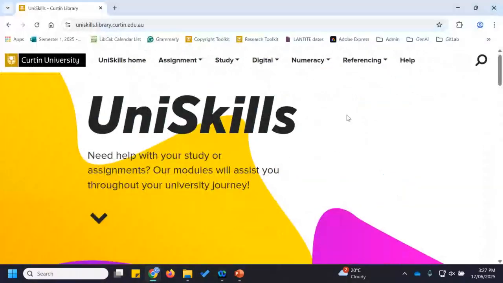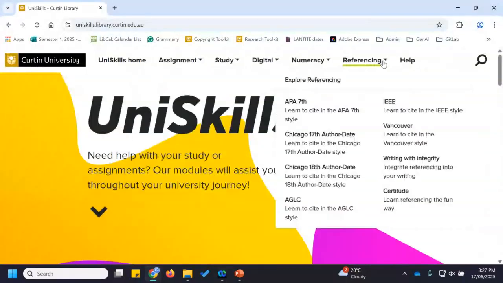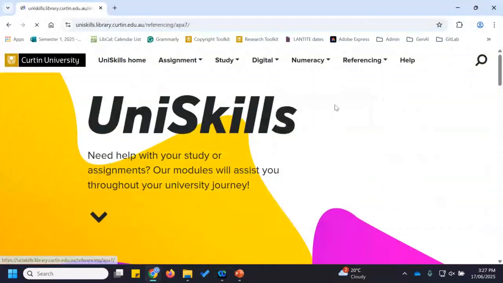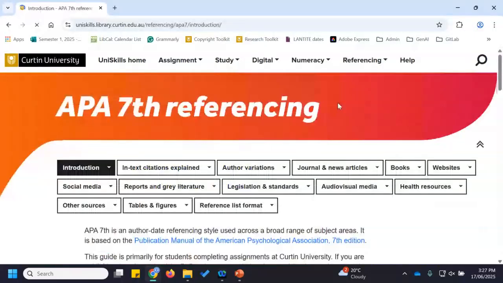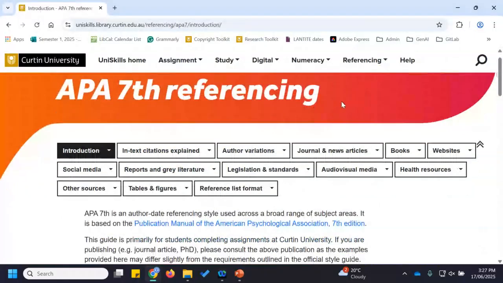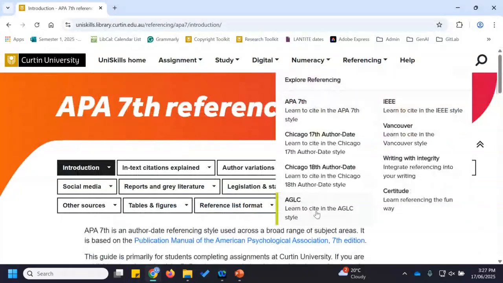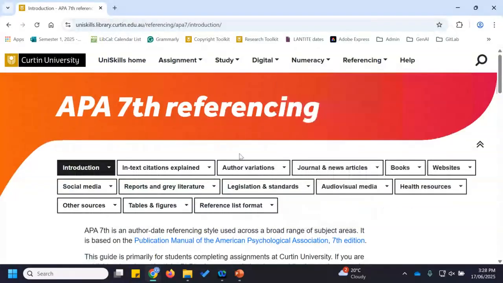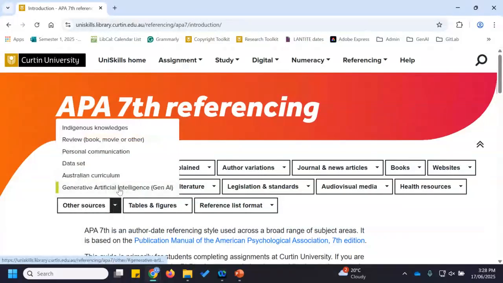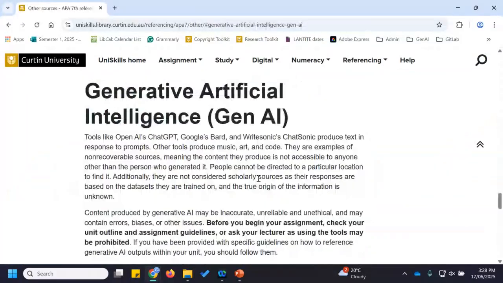So in Uni Skills, you may have seen the referencing pages. I'll go to APA just for predictability's sake. But in all of the referencing pages, so Chicago, AGLC, Vancouver, even IEEE, I think, they all have, under other sources, generative artificial intelligence. So this is how you would reference your GenAI use.